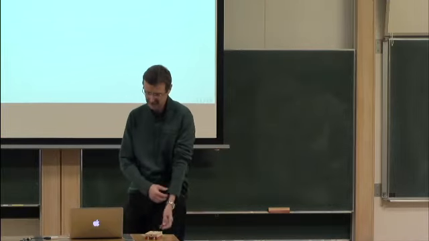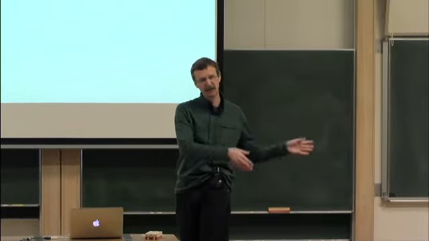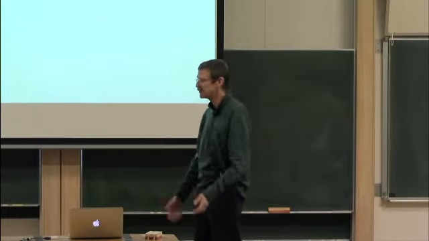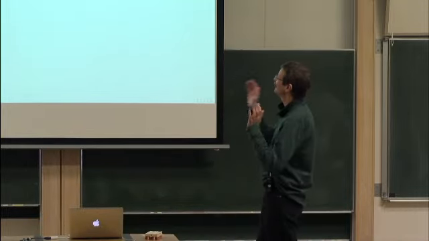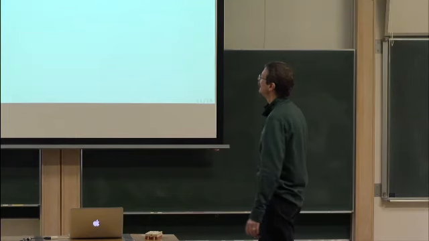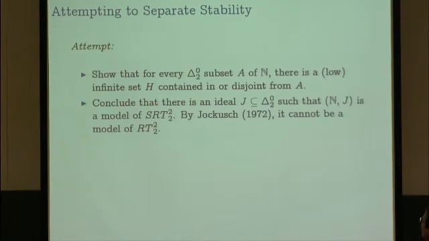Good. Okay, thanks. So there was an initial attempt to separate stable Ramsey from Ramsey. I still haven't gotten to the first order consequences, but I'm coming to that. There was an initial attempt to separate stability from general partitions, and that was to show that for every Delta 0, 2 subset A of the natural numbers, there's a low infinite set which is contained in or disjoint from A. So there's a Delta 0, 2 set which has the additional property that Delta 2 in it is still Delta 2. That's what low is.